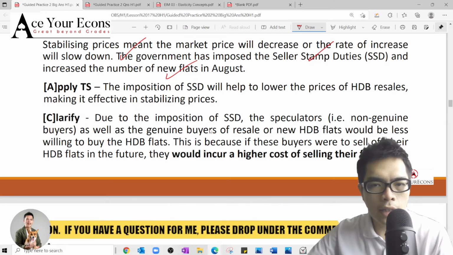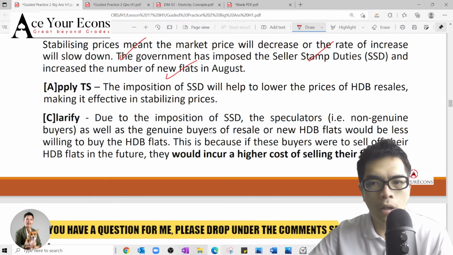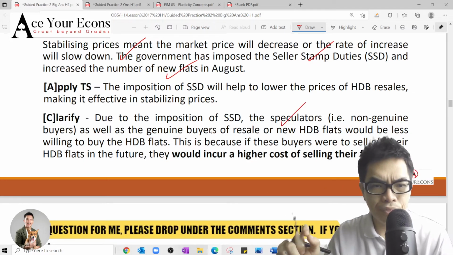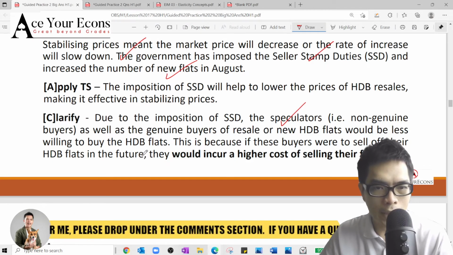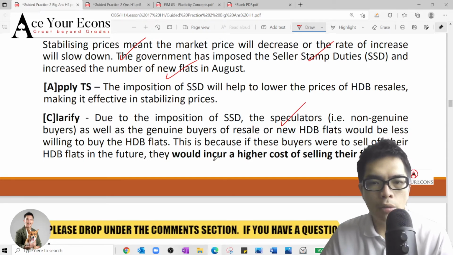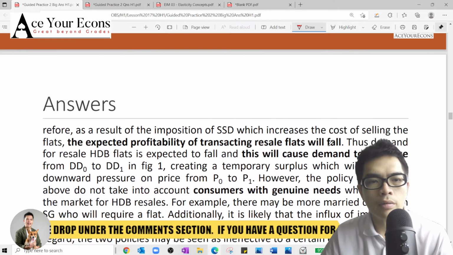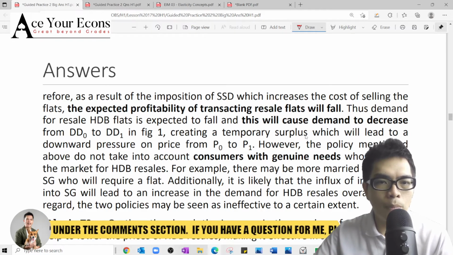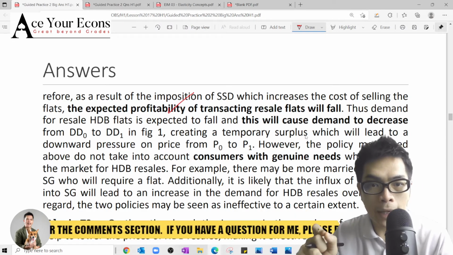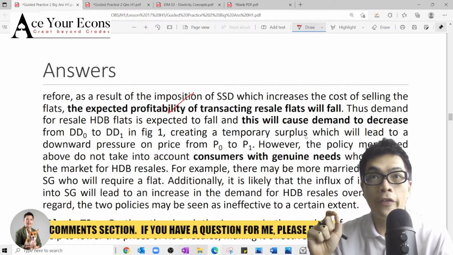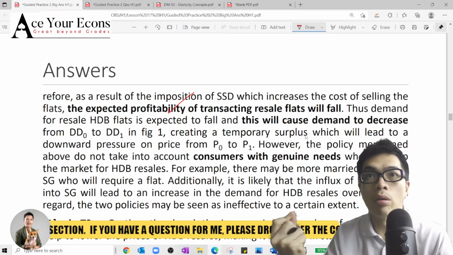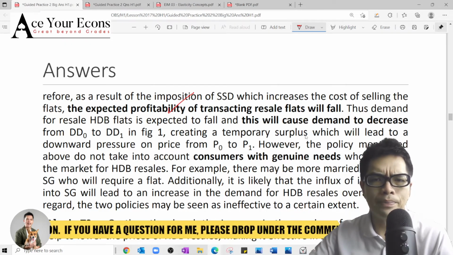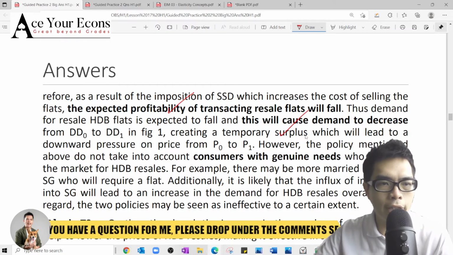The intention is to lower speculative demand from non-genuine buyers. Speculators are being targeted, and if these buyers were to sell off their HDB flats within 1 year, in the immediate future, they will incur a higher cost and a lower expected profitability. The keyword here is expected profitability for selling their flats immediately, so it acts like a penalty. These will lower speculative demand, and this is your price adjustment process.